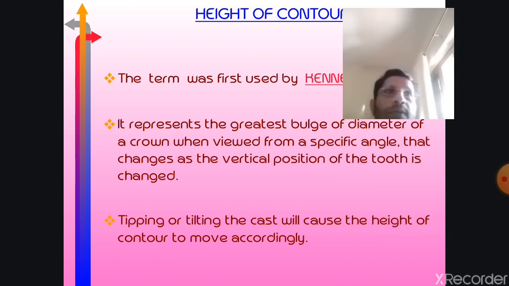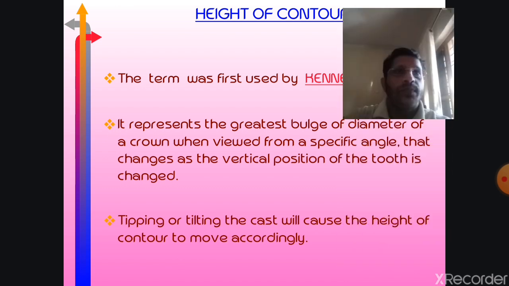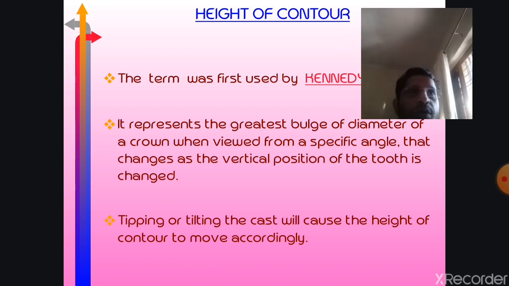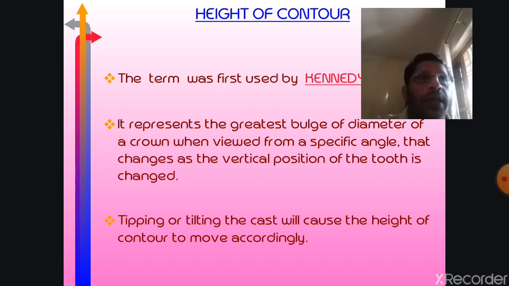Another terminology which is very important is height of contour. The terminology of height of contour was first used by Kennedy, and it represents the greatest bulge of diameter of a crown when viewed from a specific angle, and that changes as the vertical position of the tooth is being changed. So you can vary the height of contour based on your inclination of the tooth.